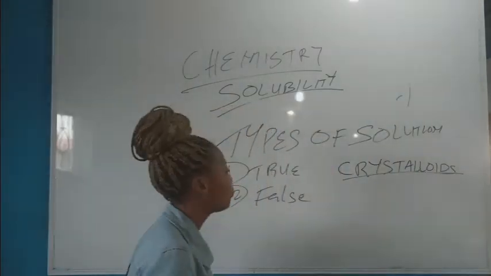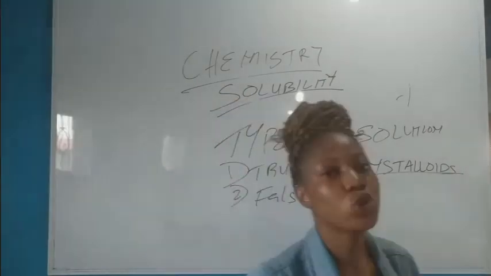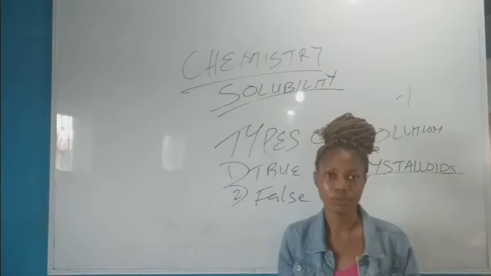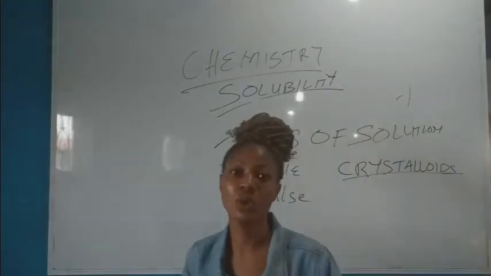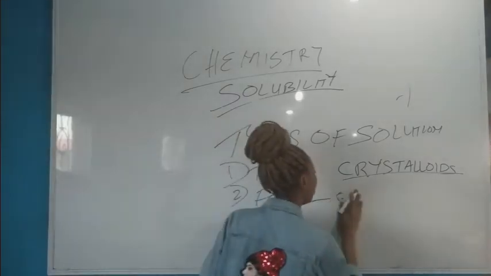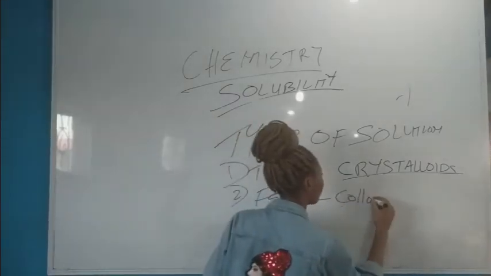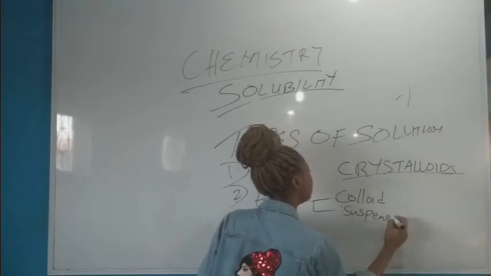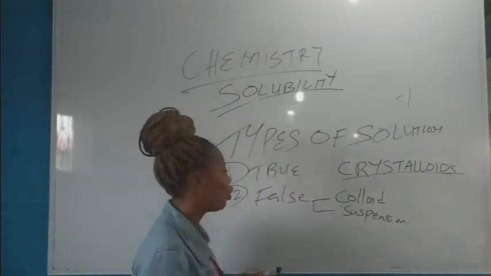So now let's move to false solution. Definitely a false solution will be a heterogeneous mixture, a mixture that is not uniform, where the particles in it can be seen with our naked eye. We have two types of false solution. We have the colloid and the suspension. These are the two important examples of false solution.